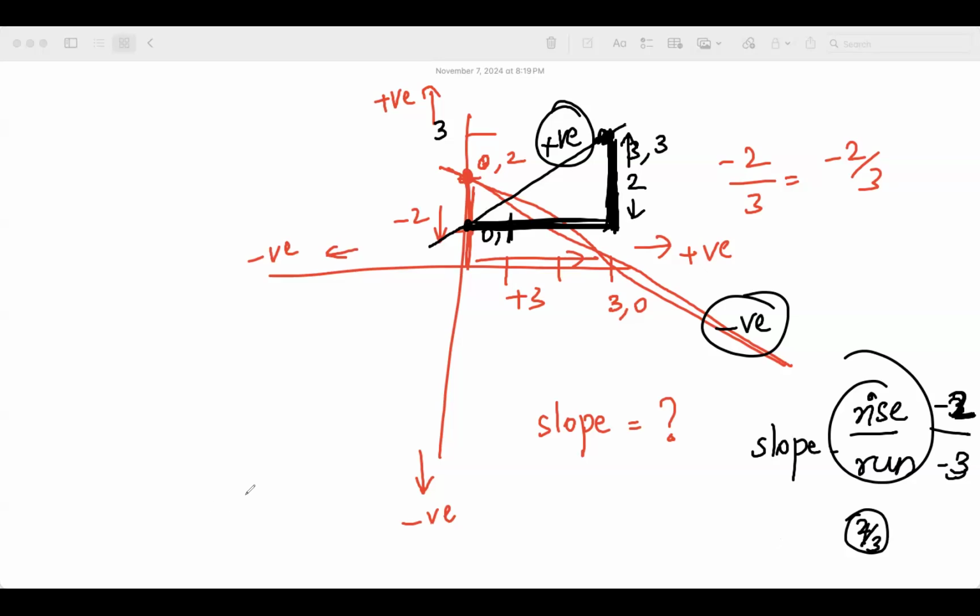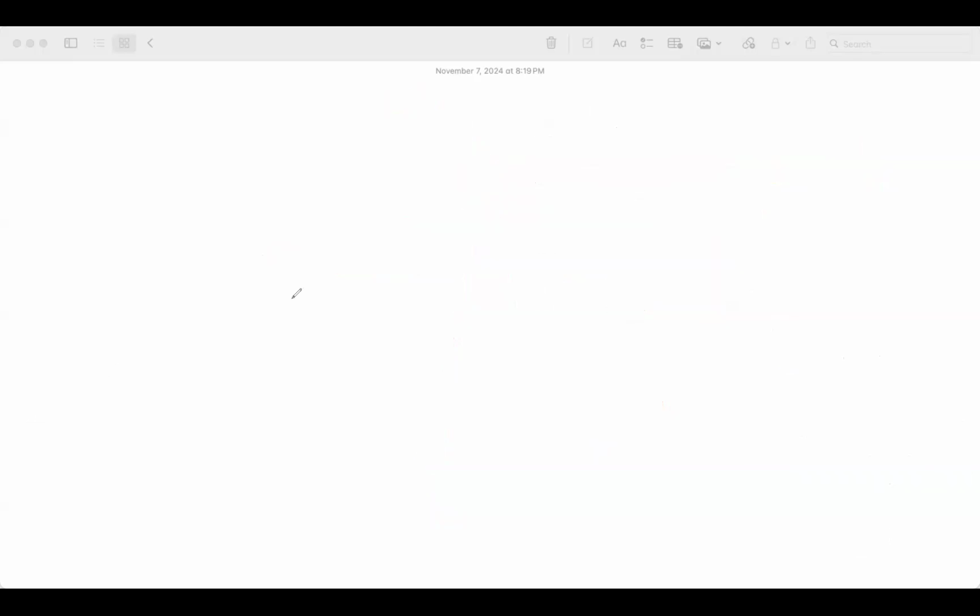2 by 3 is the slope. Can you also put something like 0.6 if you want? Yeah, you can specify it, but I wanted it to be in fraction. Okay. How about this? So when I draw lines, you'll be able to tell me the slope now, correct?